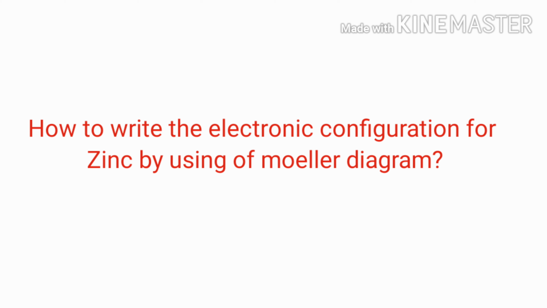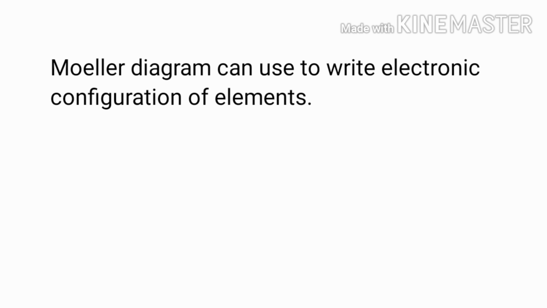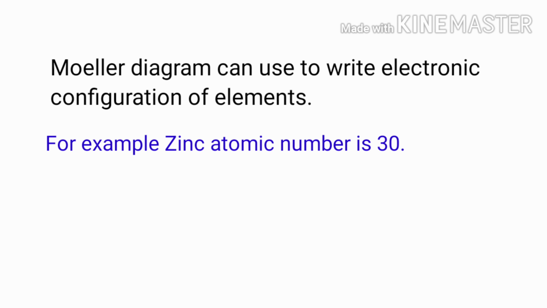How to write the electronic configuration for zinc by using the Aufbau diagram. The Aufbau diagram can be used to write the electronic configuration of elements. For example, zinc's atomic number is 30. Now we can use the Aufbau diagram to write the electronic configuration for zinc.